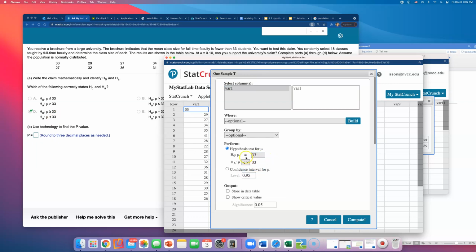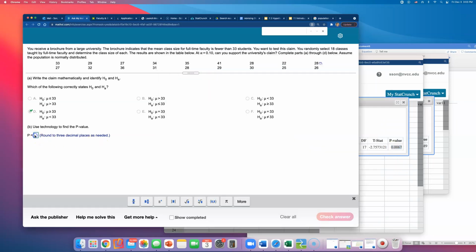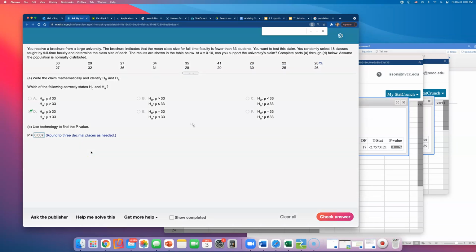And I know you're like, that symbol does not exactly match, but there's no way for us to change the symbol for the null hypothesis in StatCrunch. No worries, as long as your symbol for the alternative is correct, it's going to get you the right p-value. And that's all you have to do. Click on compute. And ta-da, there is our p-value. Let's go ahead and type that in, rounded to 3 decimal places. So I'll round that to 0.007.